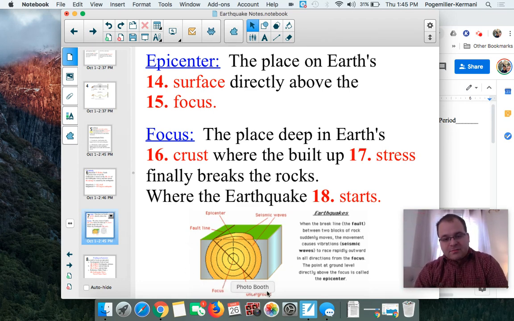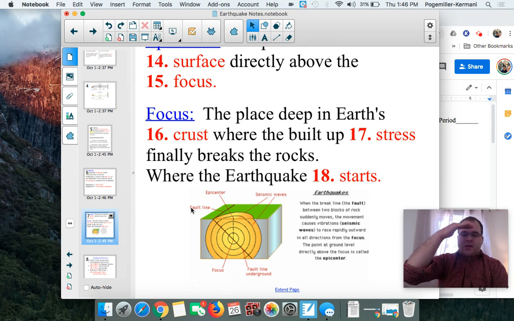So if you look at this picture here, the focus is the point where the earthquake originated, and then you have all these circles around it. That is the energy being released in every direction. And the point right above the focus on Earth's surface is the epicenter. But notice the waves go all over. That's why you don't have to be right above an earthquake to feel its effects. So epicenter is the point on the surface, focus is the point where the actual earthquake originated.